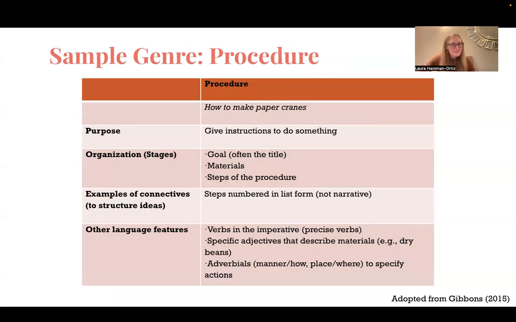A procedure, on the other hand, has a different purpose, different stages, different language features. An example of a topic might be how to make paper cranes. The purpose is to give instructions. You can see the stages involve the goal of the procedure, the materials, and then usually followed by the steps. Some connectives are that you see the steps numbered, but they aren't typically given in narrative form. And you might see other language features like imperative verbs, specific adjectives that are used to describe materials, and adverbials or adverbs and their associated phrases, which are specifying different actions.